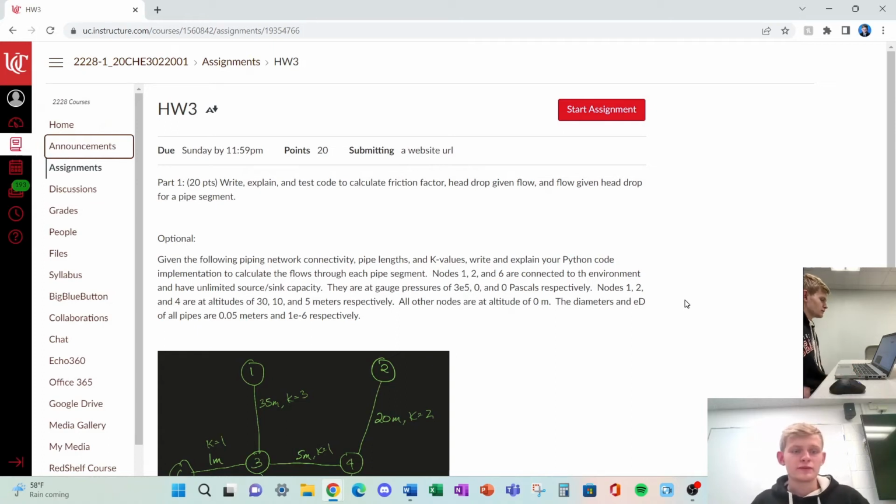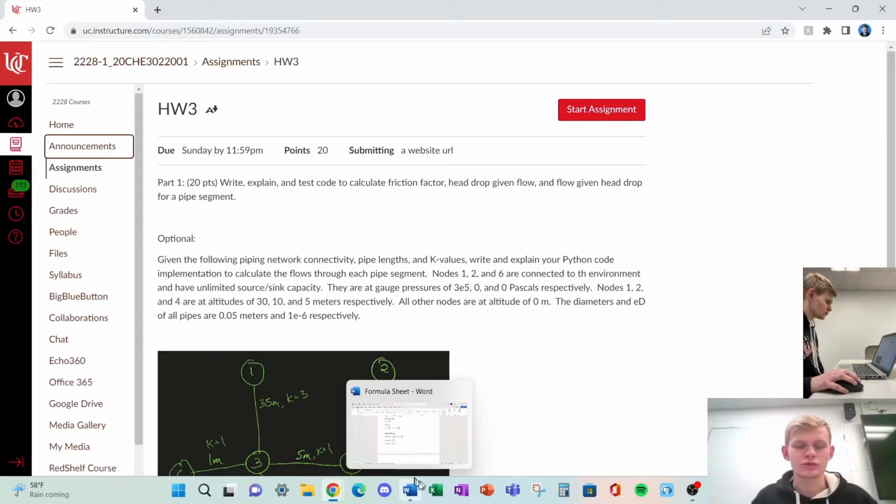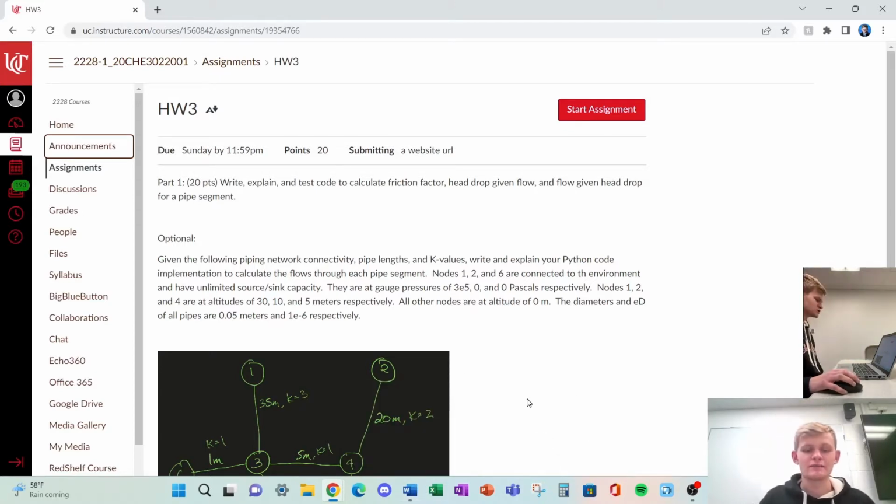Hello, my name is Matthew Nealon, and in this homework, homework 3, we are going to write, explain, and test code to calculate the friction factor, the head drop given flow, and the flow given the head drop for a pipe segment. So, firstly, before we begin, we're going to go through an equation sheet that I made prior to the recording of this video.